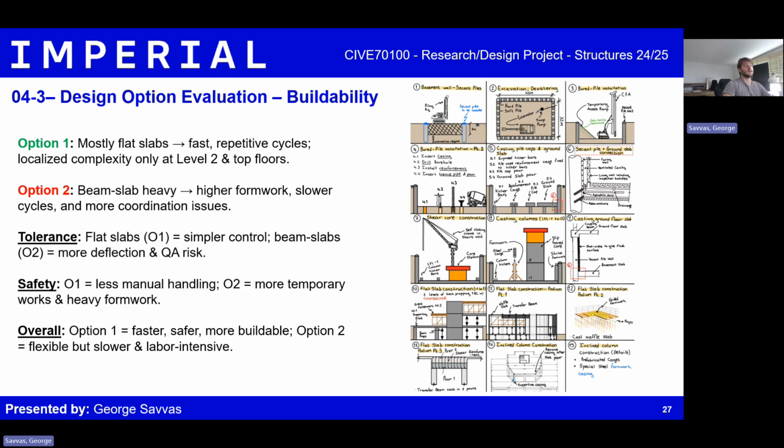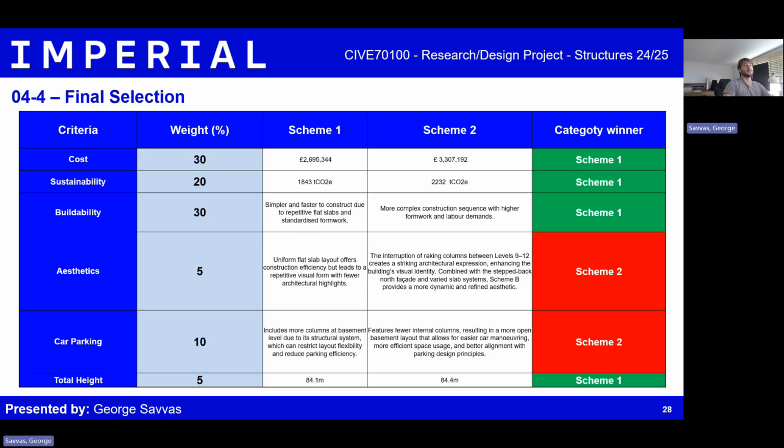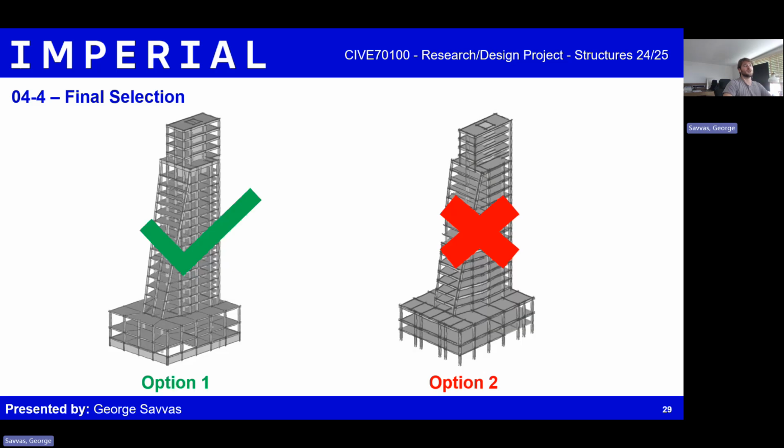In terms of buildability, option 1, mainly flat slabs, allows fast cycles, simple formwork, and safer repetition. Only level 2's PT slab and the penthouse beams add local complexity. Option 2 with beam slabs is slower, needs more formwork and labor, and tighter tolerances, though it gives clearer load paths. Takeaway? Option 1 is quicker and simpler to build overall. Therefore, when combining all criteria into a decision matrix, it is clear to see that design option 1 is better than design option 2, therefore selecting it as the final design option.